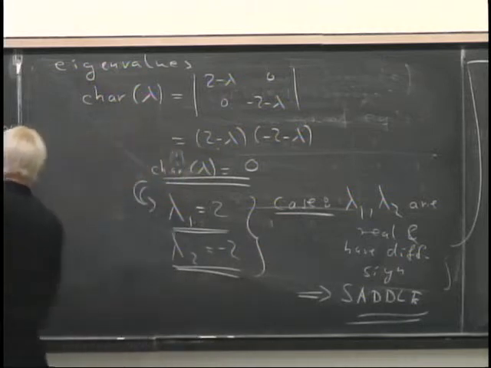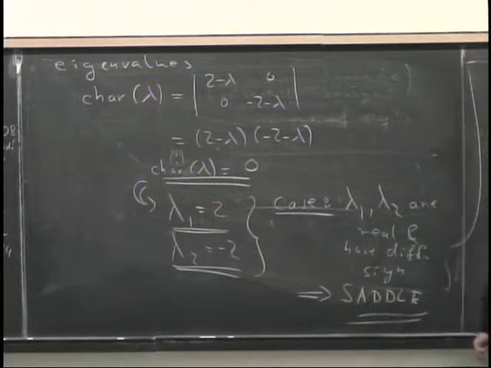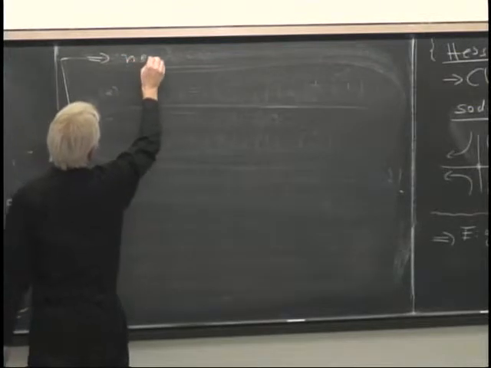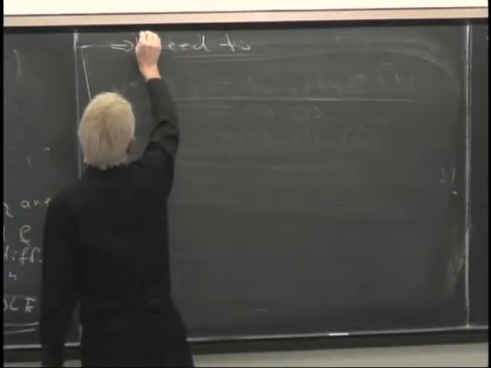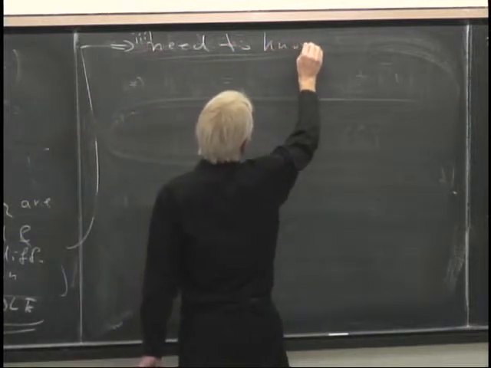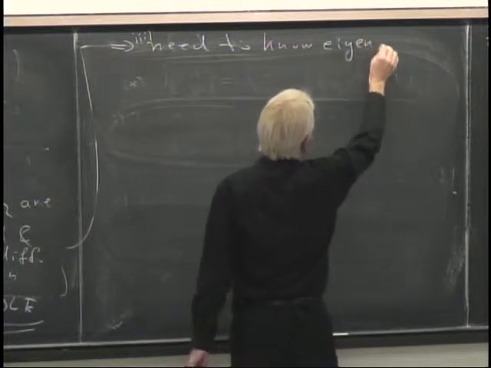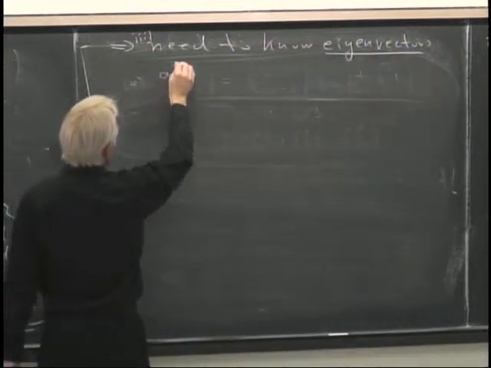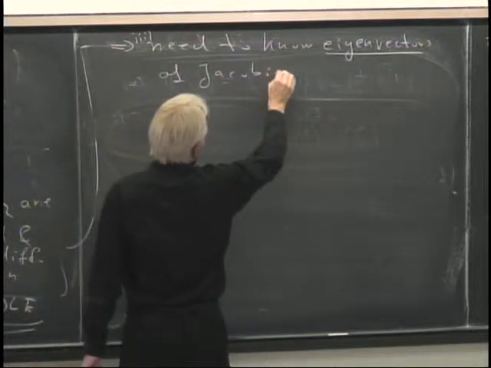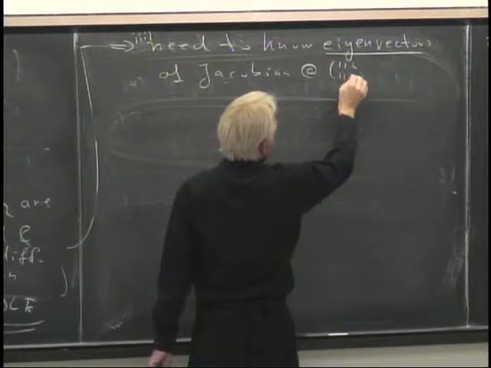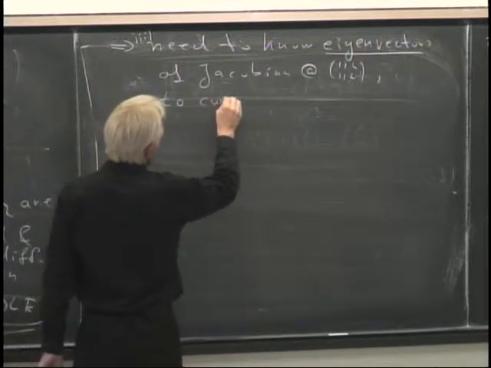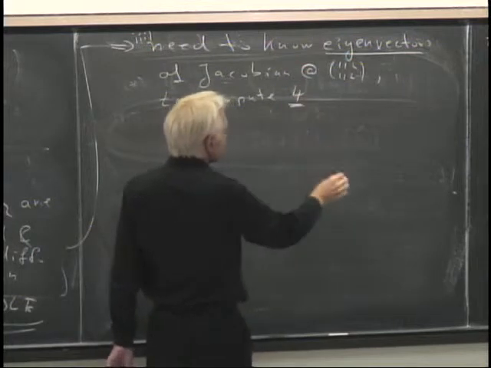Okay, again, I give you just this example with the essential steps. So we also need the eigen directions to know in which directions to trace. This is part 3. Need to know the eigen directions or eigenvectors of the Jacobian at this critical point, to be able to trace 4 streamlines.